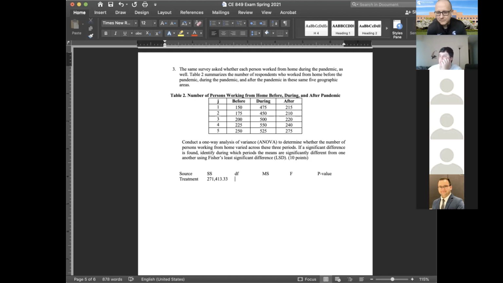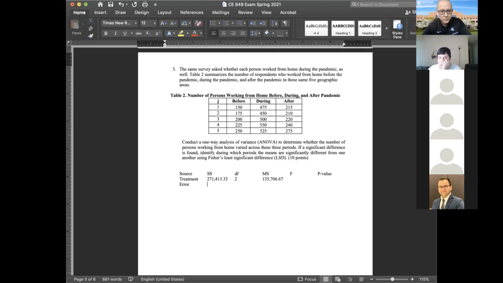The degrees of freedom for the treatment sum of squares, what's the formula we use for that quantity? Anybody? It's number of groups minus 1. Yep, it's the number of groups minus 1, or A minus 1 in our case. We have 3 groups, so 2 degrees of freedom. And then our mean squared is just going to be the ratio of that sum of squares divided by its associated degrees of freedom. So that's 135,706.67.